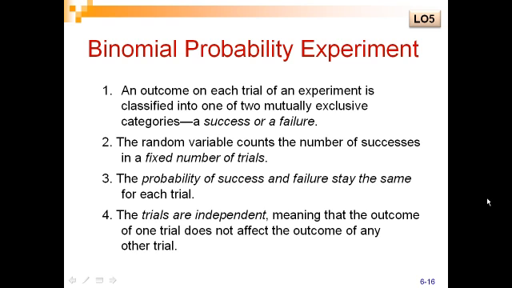Binomial probability experiment. An outcome on each trial of an experiment is classified into one of two mutually exclusive categories, whether it is a success or a failure. The second one is the random variable counts the number of successes in a fixed number of trials. The probability of success and failure stay the same for each trial. And lastly, the trials are independent, meaning that the outcome of one trial does not affect the outcome of any other trial.